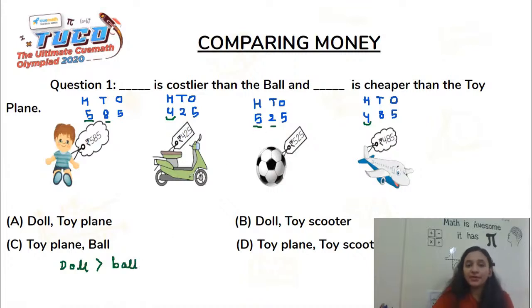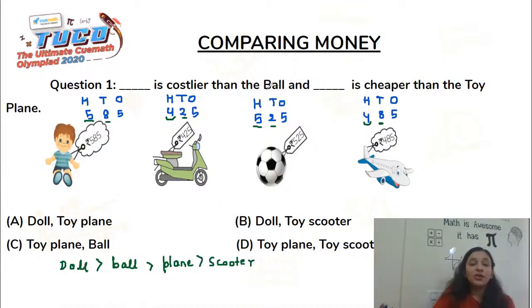Now we need to compare which comes at the third place, scooter or the aeroplane. As we again see, the highest place value has the same digits in both of them, 4 and 4. So we go on to the second highest place value, which is the tens place. Here it is 2 and here it is 8. So 8 is greater. So then comes the aeroplane. So we write here plane. And then comes scooter.